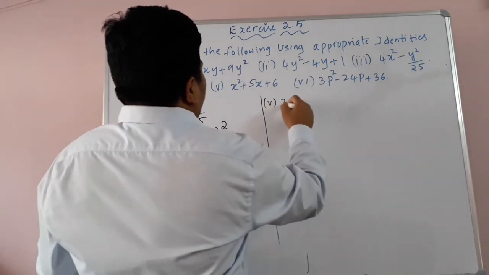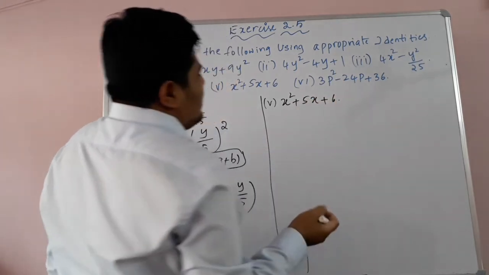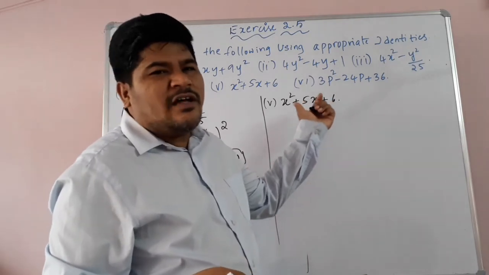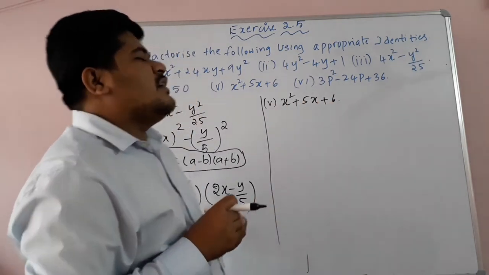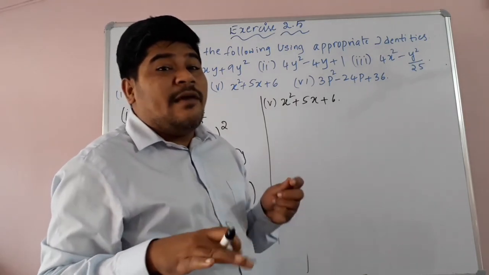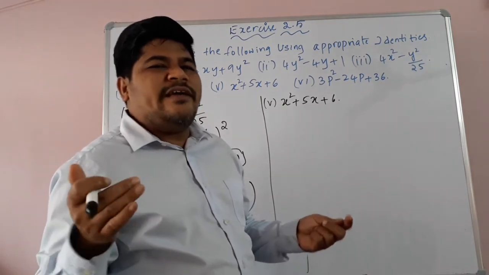Fifth one, x square plus 5x plus 6. So children, it's not in the form of (a plus b) whole square or (a minus b) whole square or (a plus b) into (a minus b). So another formula is there, children. (x plus a) into (x plus b) is x square plus (a plus b) into x plus ab. Okay, that can be written as (x plus a) into (x plus b).